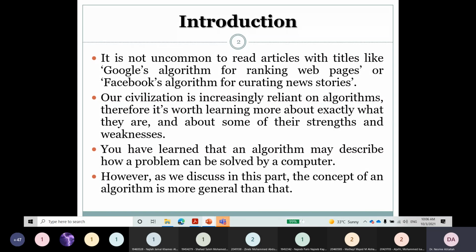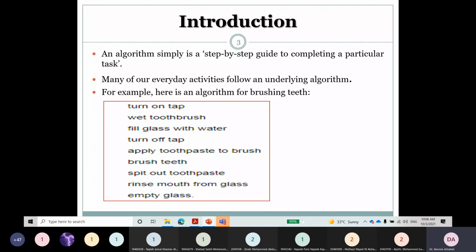In this meeting, you have to learn that an algorithm may describe how a problem can be solved by a computer. However, as we discussed in this part, the concept of an algorithm is more general than that, okay? Let's start with this simple example. Simply, an algorithm is a step-by-step guide to completing a particular task.